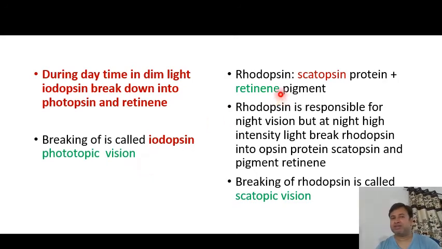In the same way, rhodopsin is responsible for night vision, but at night, if high intensity light comes, rhodopsin breaks down into the opsin protein, called scotopsin, and the pigment retinine. Retinine is a derivative of vitamin A aldehyde. The breaking of rhodopsin is called scotopic vision.